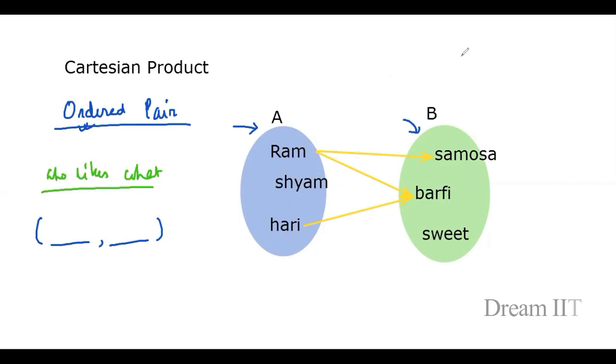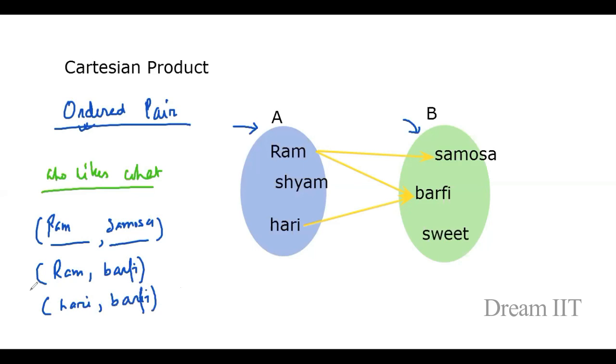Now, if I want to express this whole thing not in a figure but in writing, then what will I do? I'll take the name of the person, Ram, and the item. Both items will not be written at a time, but one by one. Ram, Samosa. Then again I write Ram, because Ram has two options, Barfi. Then for Sham there is nothing, so I'll not write any information for him. Then Hari and Barfi. So we have got some pairs.